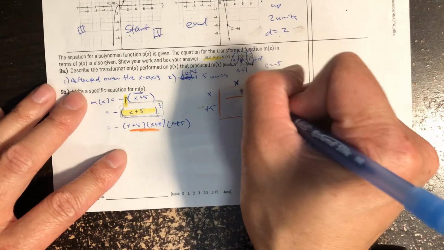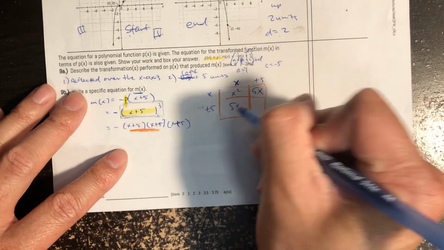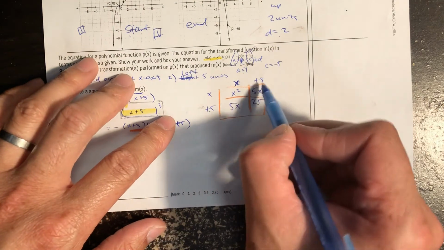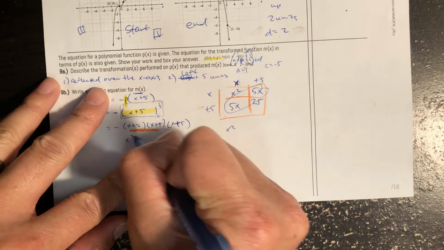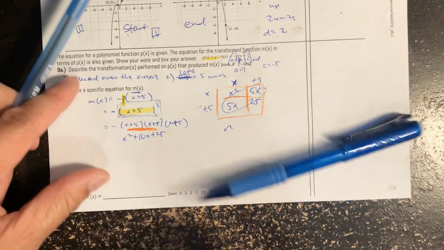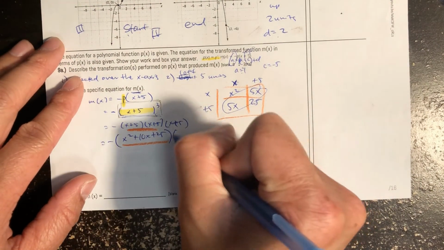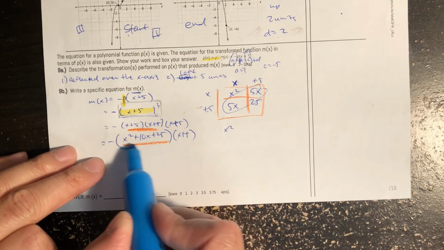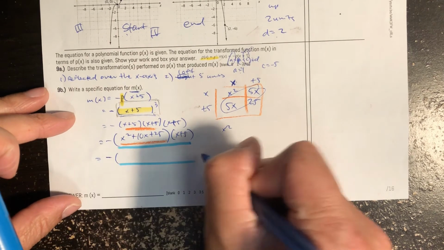X times x is x squared. X times 5 is 5x. X times 5 is 5x. 5 times 5 is 25. If I combine like terms, I get x squared plus 10x plus 25. So in orange. And then now what I have to do is I'm going to have to multiply this trinomial with 3 terms times this binomial. And in the very end, we're going to have to take the opposite of that.